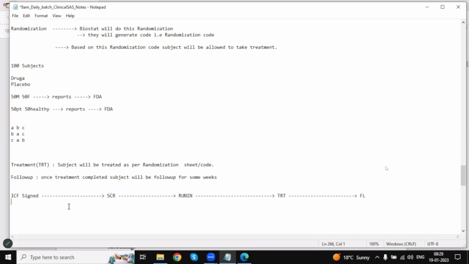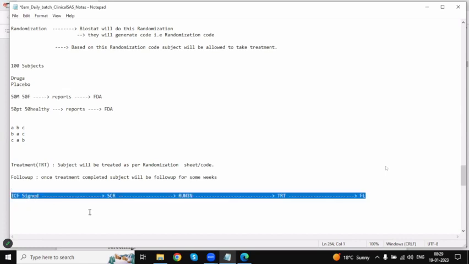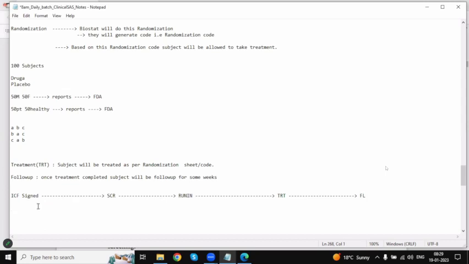So your informed consent signed date is always before the screening date. To verify yourself, once you check the data, whether the dates you derived were correct or not, you can cross check with this pattern. That's the reason to remember this flow. If you remember this flow, a lot of your work will be simple.